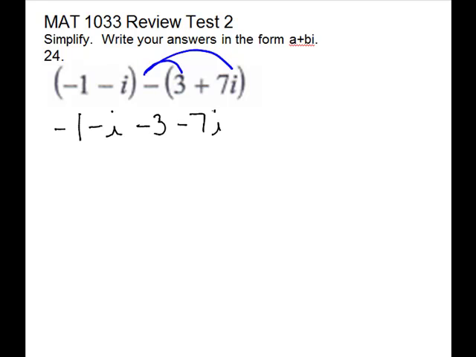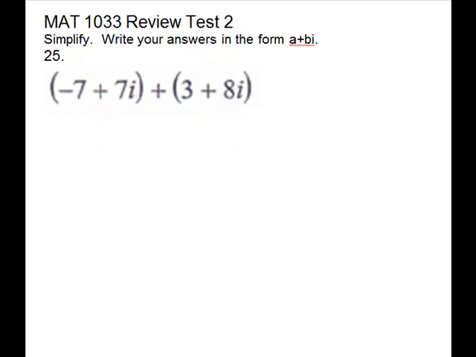Now we'll put like terms together. So our constants, -1 and -3, they're like signs. Add, keep the sign, gives us -4. For the i terms, -1i and -7, so that will give us a -8i, and this is in the form a plus bi.